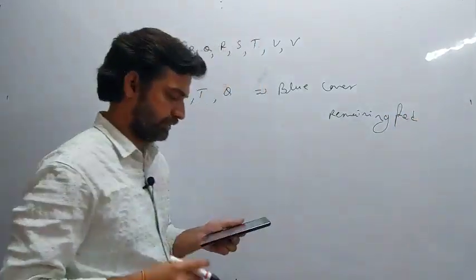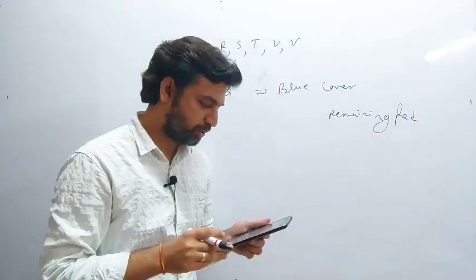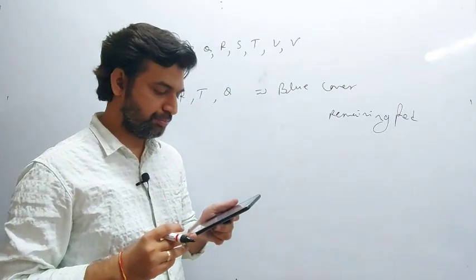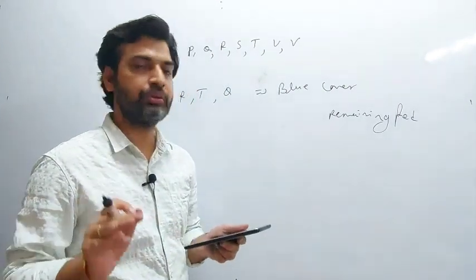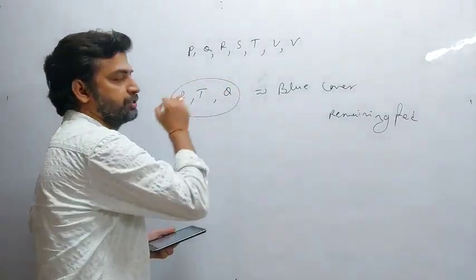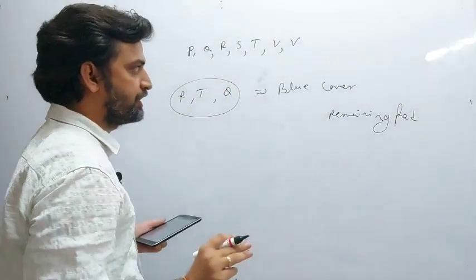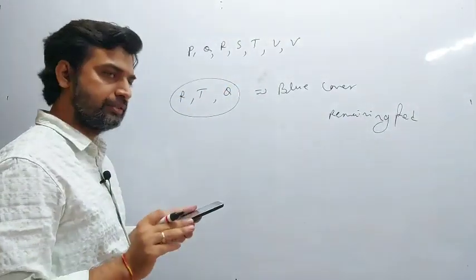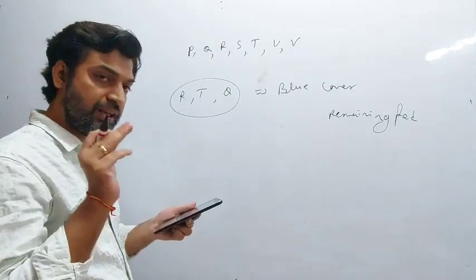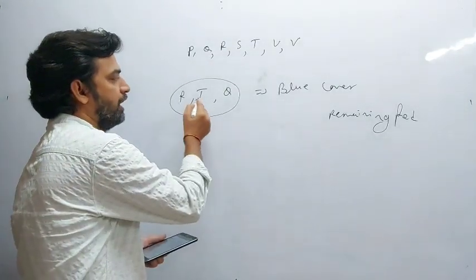Remaining is the red cover, right? Why am I not writing the red cover? Because the question in that last part is asking about the books of old gazetteers with the blue cover. So we need to focus on this one, right? The question is: books of old gazetteers with the blue cover. So the answer is out of R, T and Q.